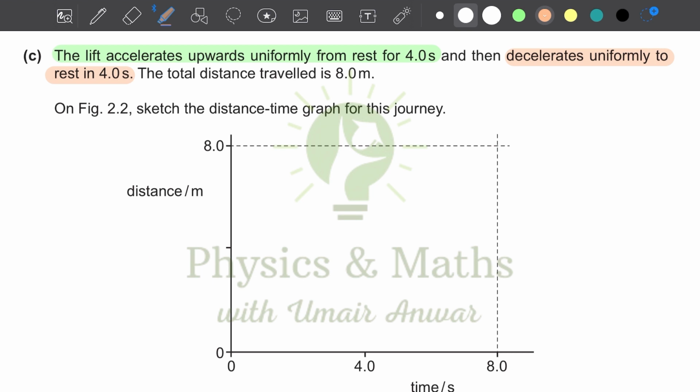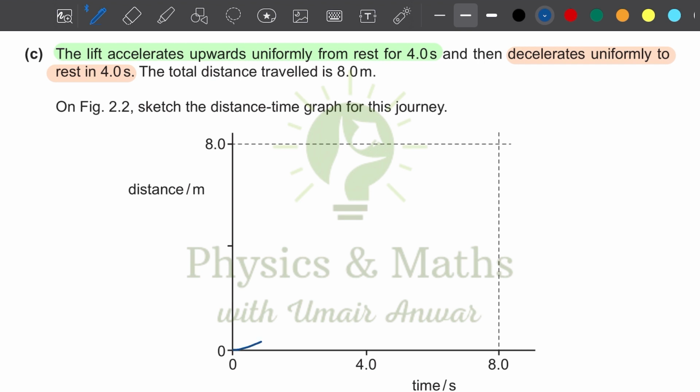On figure 2.2, sketch the distance time graph for this journey. So the first part of the journey starts from origin and there is an acceleration till 4 seconds. So a graph would be made like this on the distance time graph. Because it is accelerating, the gradient is not going to be constant here. We would be showing it using a curve over here.